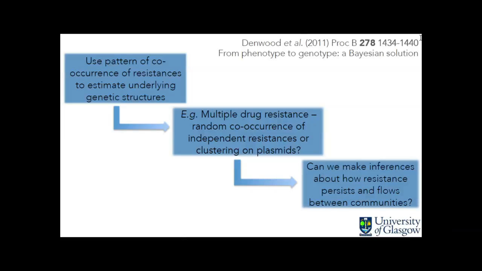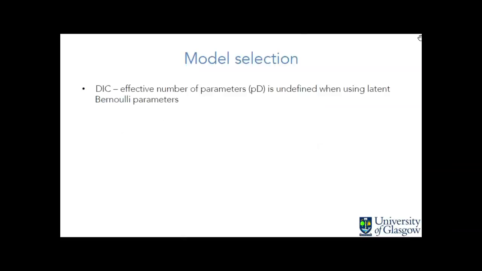So the idea is that we use the pattern of co-occurrence of resistances to estimate the underlying genetic structures. For example, where we have isolates with multiple drug resistance, is it likely that this is due to the random co-occurrence of independent resistances, or clustering on plasmids or other genetic elements that may be horizontally transmitted and therefore more important for flow between communities? And we hope that by making these inferences of the genetics underlying the observed resistance profiles, we can learn about persistence and flows between communities.